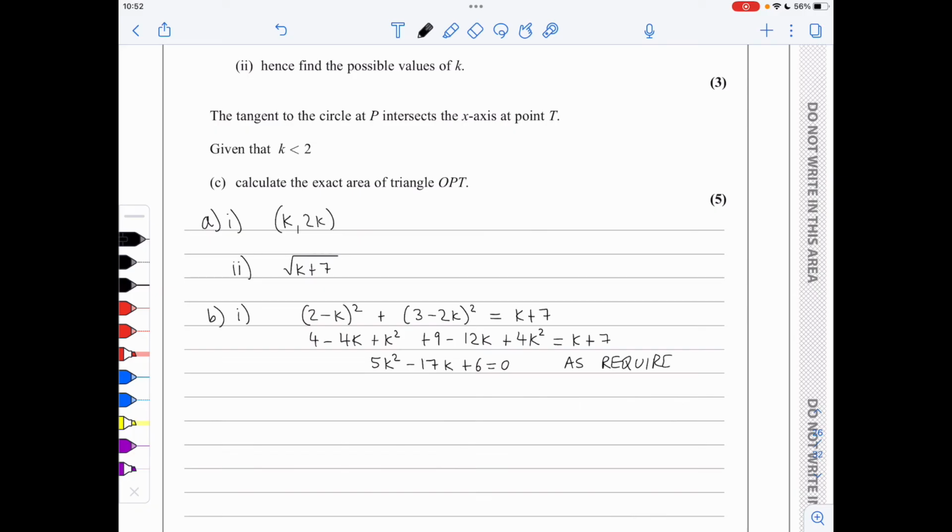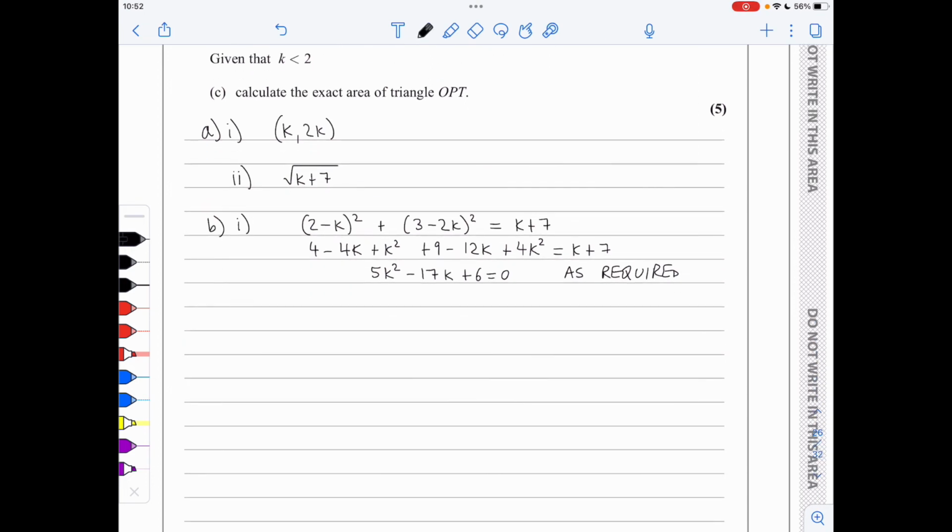In part ii, we need to find the possible values of k, so I can factorize the given quadratic in k into (5k minus 2)(k minus 3), which means that the two possible values for k are k is 2 over 5 or k is 3.